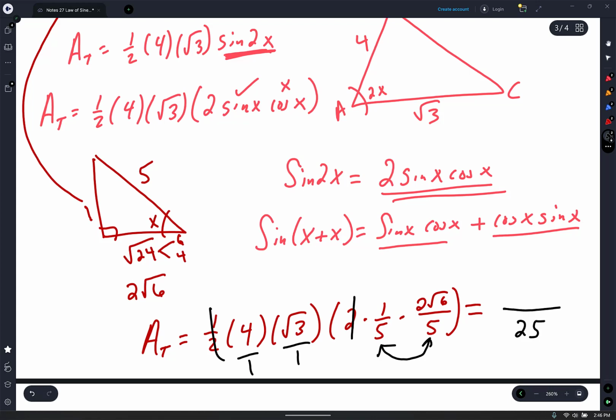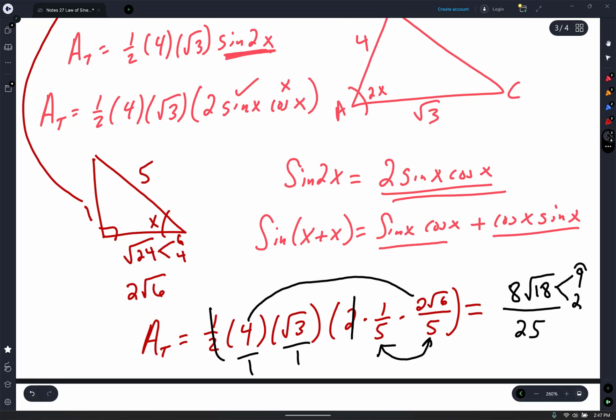Let's see what I see. I see 4 times 2. I'm doing the outside. What's 4 times 2? 8. And I see square root of 3 times square root of 6. So 3 times 6 is 18. Okay, this breaks down. So we're so close to the answer. 18 breaks down 9 times 2.